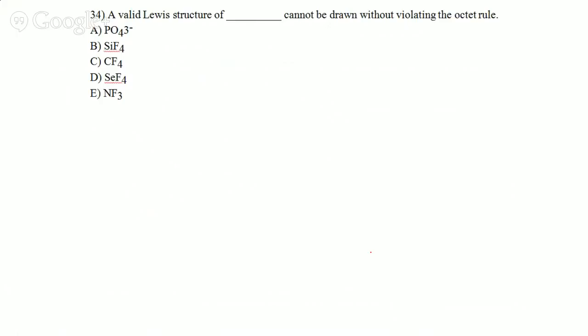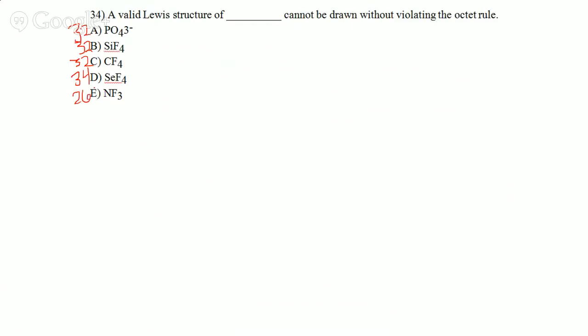34. A valid Lewis structure of blank cannot be drawn without violating the octet rule. I'm going to just go to the right answer. How would you solve this? Well, you do the same thing as you do in the other problem. You figure out how many valence electrons each thing has, and then you try and draw them as best as you can.